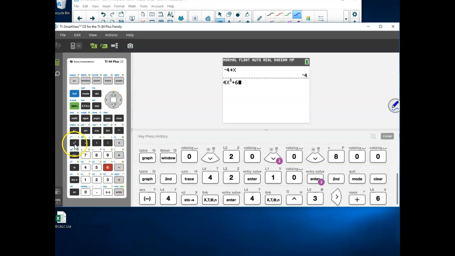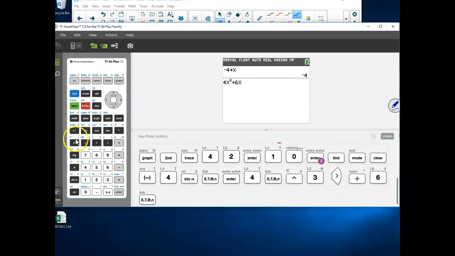Plus 6x squared. Okay. And then, was what? Plus 3x. Okay. So a big benefit to knowing how to store variables is you don't have to use extra parentheses, right? Pretty cool. This is a great way to check your answers.